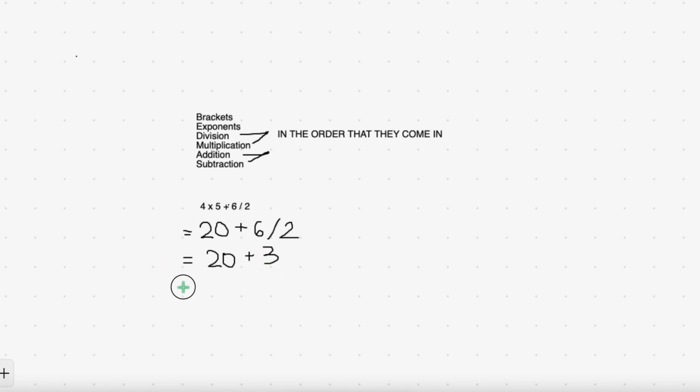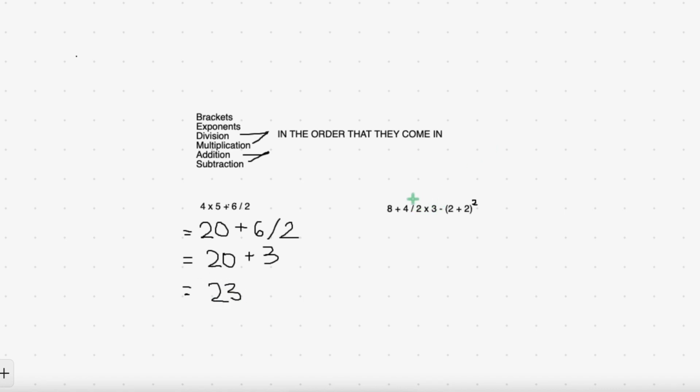And finally, we only have one operation left. Now we don't really need to follow BEDMAS, as this is the last operation we have to finish. We can just combine these two numbers, 20 plus 3, which gives you a final answer of 23.